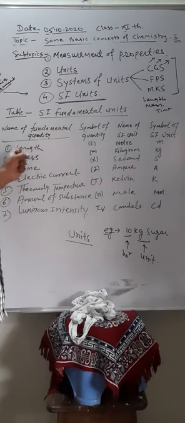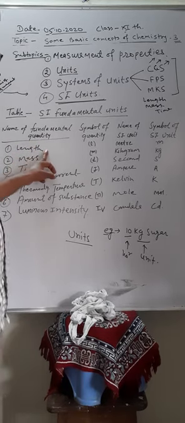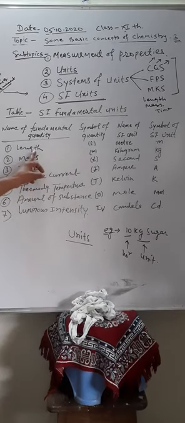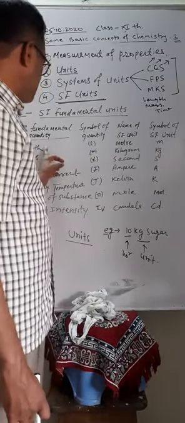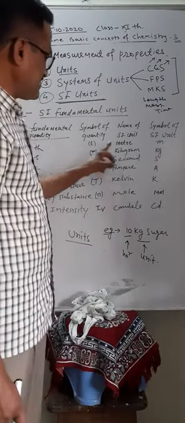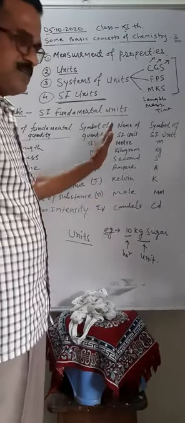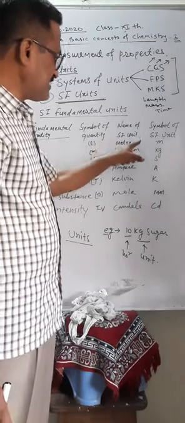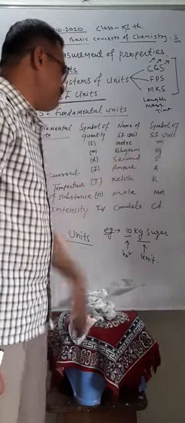पहिली जी फंडामेंटल क्वांटिटी आहे ती आहे लेंथ. So length is the first fundamental quantity, and the symbol to represent this quantity is small l. Small l ने length represent करतात. आता लेंथ या फंडामेंटल क्वांटिटीचं SI युनिट आहे मीटर. हे इम्पॉर्टंट आहे, परीक्षेमध्ये MCQs मध्ये विचारतात. तर लेंथचं SI युनिट आहे मीटर, आणि त्याचं सिम्बॉल आहे स्मॉल m.